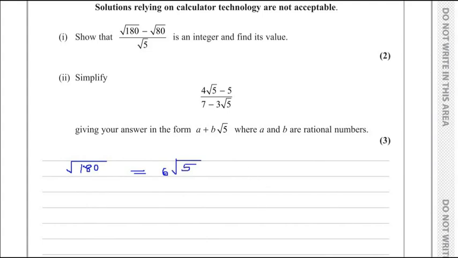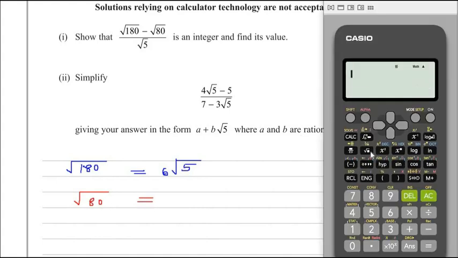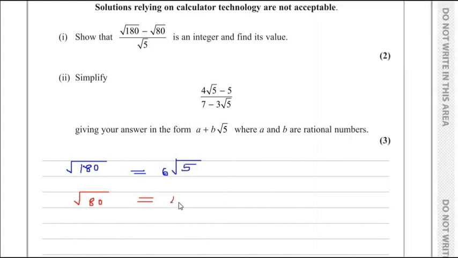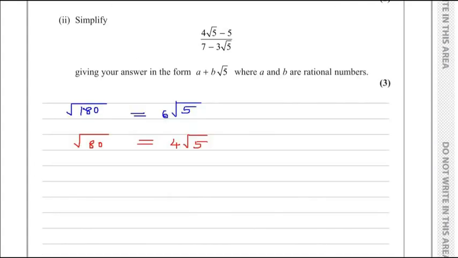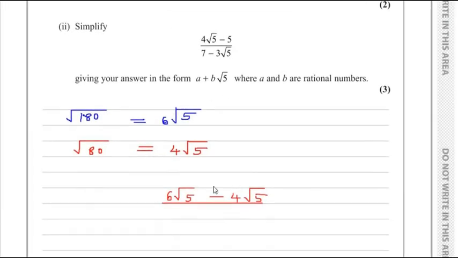Now let us look at how much is √80. So here in the calculator, the square root of 80 is equal to 4√5. So once we get these values, we are going to substitute in this given expression. So here we can write it as 6√5 in place of √180, minus 4√5 in place of √80, divided by √5.